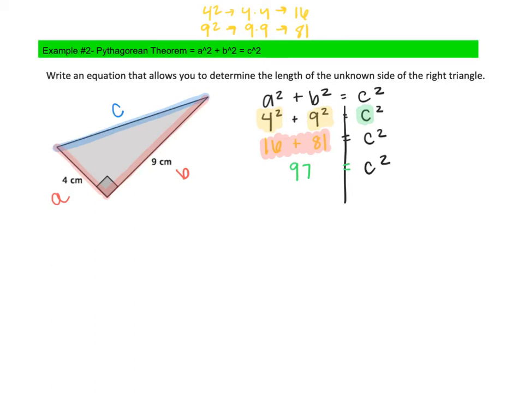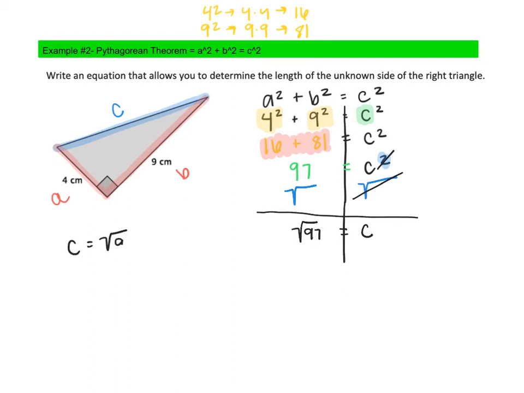We're trying to get the c completely by itself. Right now it's being squared, so we have to do the opposite. The opposite of doing the square of something is taking the square root. So I'm going to take the square root of both sides. Over here, this just becomes the square root of 97. Over here, these cancel, and I'm just left with c. So my answer here is that c equals the square root of 97.